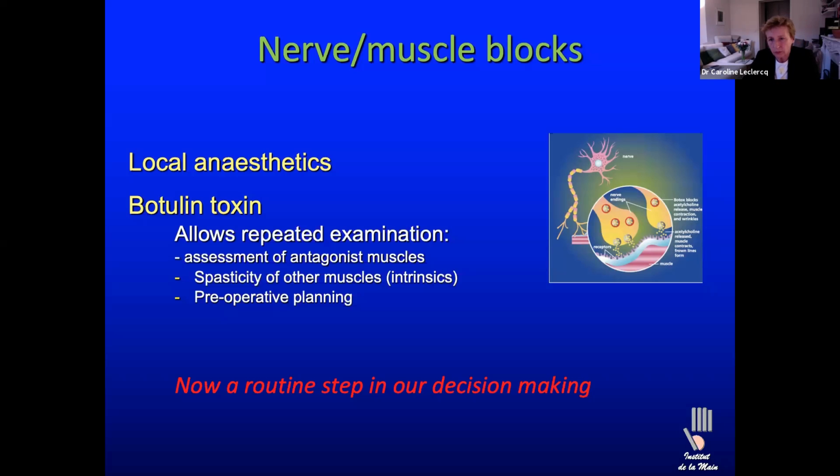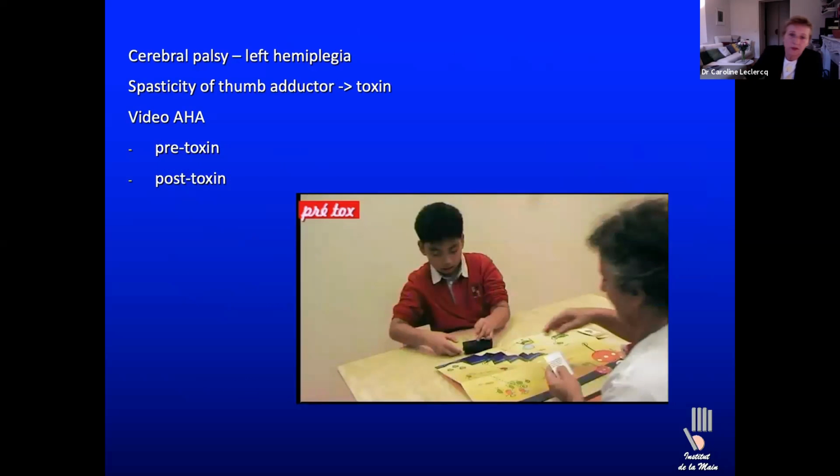But just before that, I wanted to tell you that it's extremely rare that we nowadays operate on any patient without doing a pre-operative botulinum toxin. So here's this nice boy, and he has cerebral palsy, left hemiplegia, and he has spasticity in his thumb adductor, which is preventing opening of the hand.